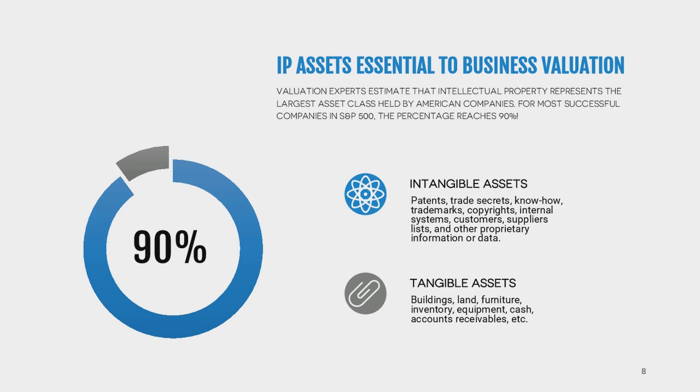Next slide. Now, it's important for me to point out that the most successful businesses in our country and around the world build their businesses around IP. And IP is an important business tool that they implement very successfully. Valuation experts estimate that IP represents the largest asset class held by American companies, representing about 40% of the value of all of their assets. IP represents a significantly larger percentage for even the most successful companies, especially those in the S&P 500. And by some estimates, IP represents up to 90% of the value of these companies.